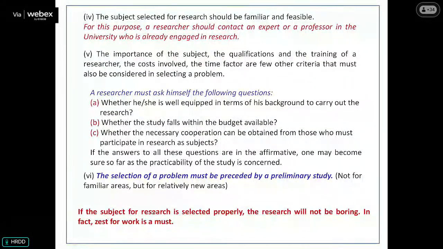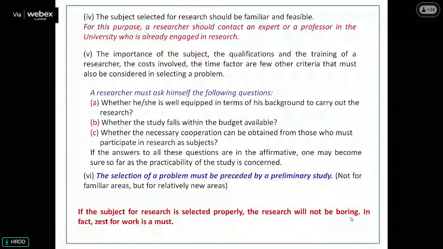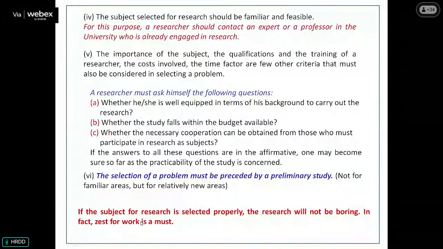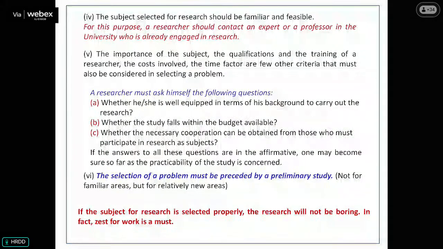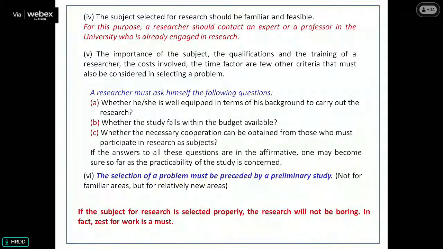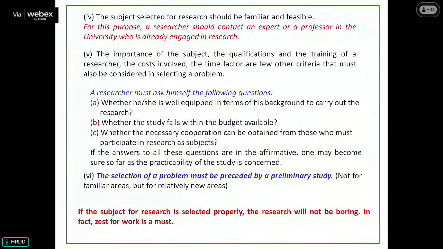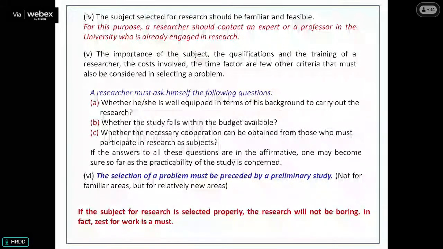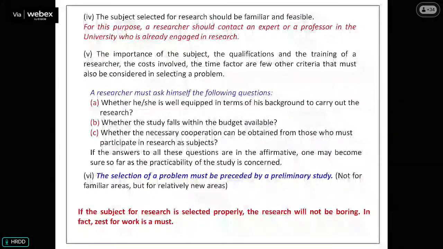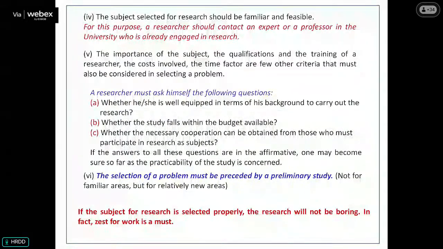If the subject for research is selected properly, the result will not be boring. In fact, it is a must. The problem should be such that, as I told you once, it gives intellectual satisfaction. That will come only if, during the problem statement itself, you properly do a literature survey and keep giving your brain and intellect to it, so that you get a good topic for a lot of investigation and get a solution for that.